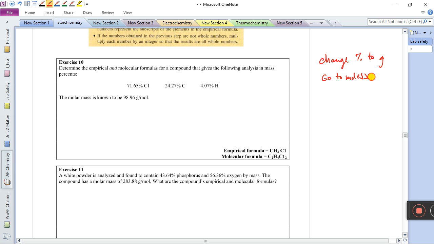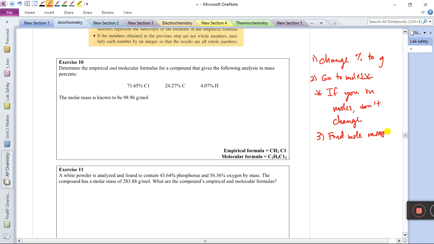Friendly note. If you are already in moles, don't change it. Every once in a while, we try to be nice and we give you moles, and then people change it to grams, and life goes badly. So you're going to go to moles. So step 1, change to grams if you have percentages. Step 2, go to moles. Step 3, we're going to find mole ratios.